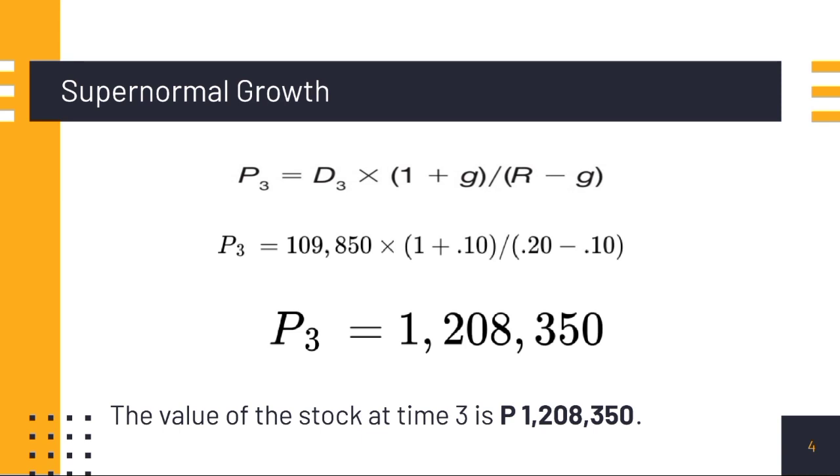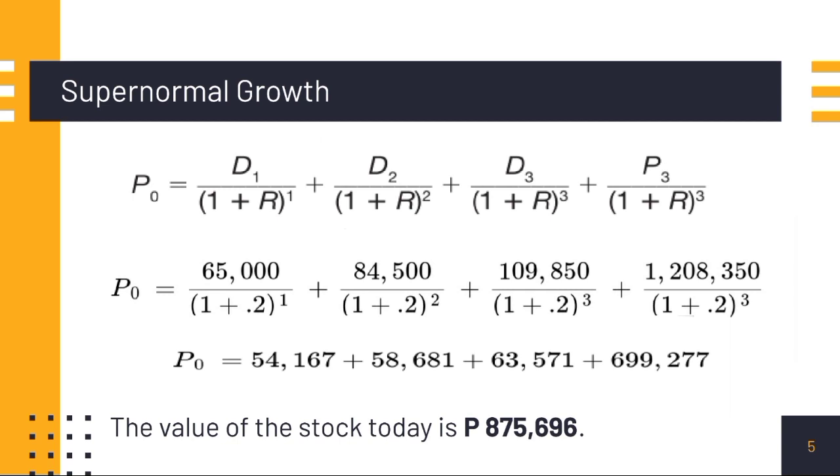We will use the constant growth rate dahil yung time 3 is yung start ng constant growth. Next, substitute for the given. Then, we will get 1,208,350. Ito yung value ng stock at time 3. To get the value of the stock today, we will add the present value nung nakuha nating amount sa time 3 and the present value of the total dividends.